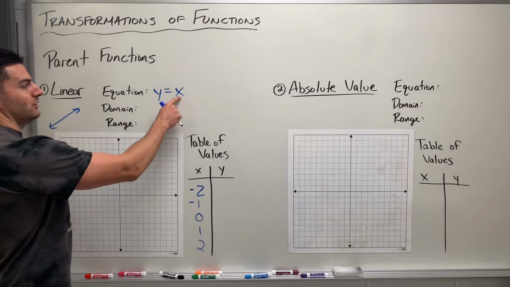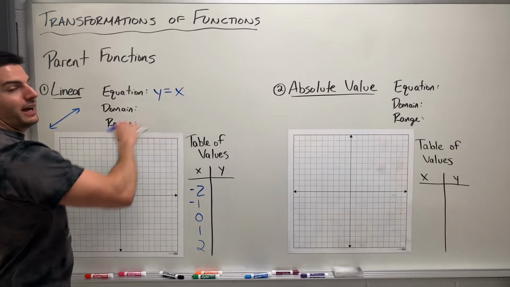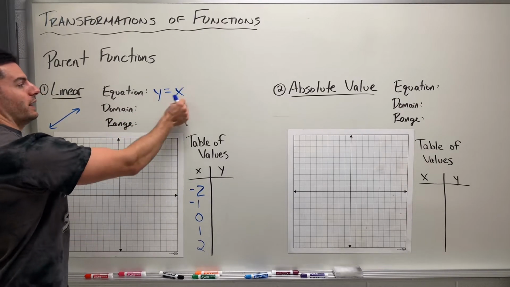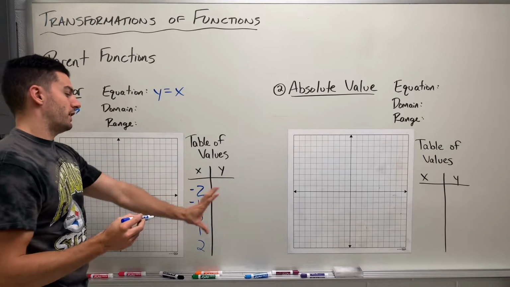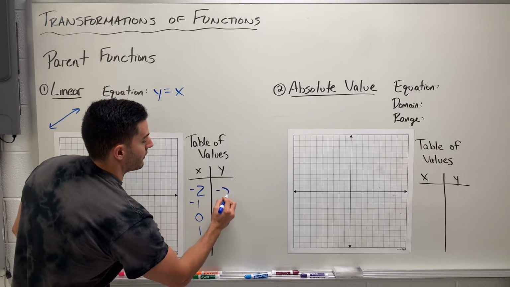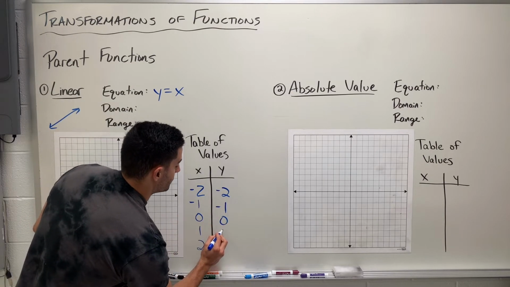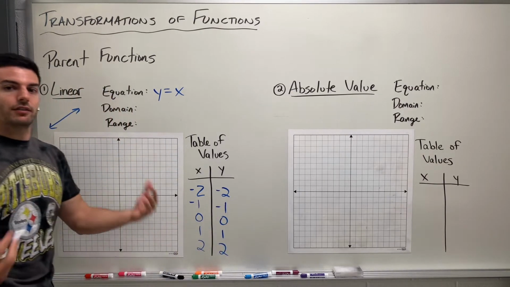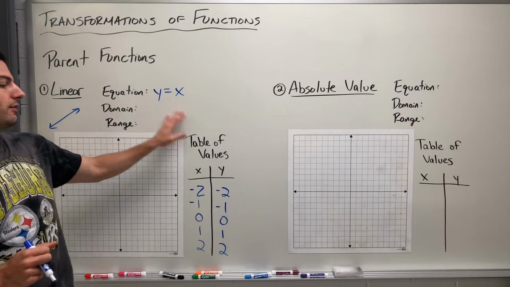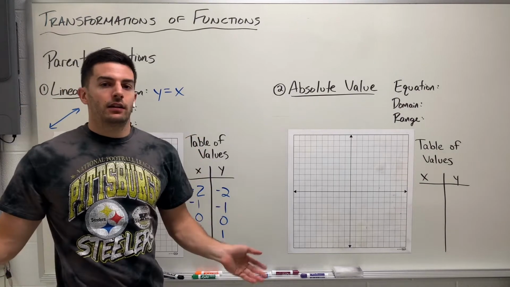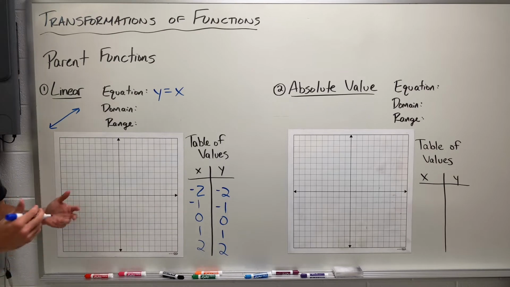If x is -2, there's no real math to do, because y and x are equal. For every x value that I have, the y value is just going to be the same. So -2, -1, 0, 1, and 2 would also be the y values. And that would be true not just for these 5, but for every y value and x value. They would all be matching.